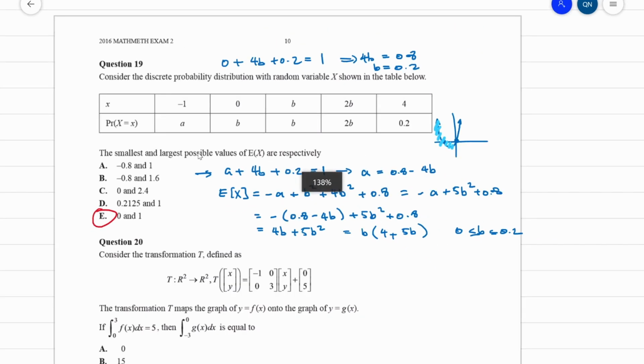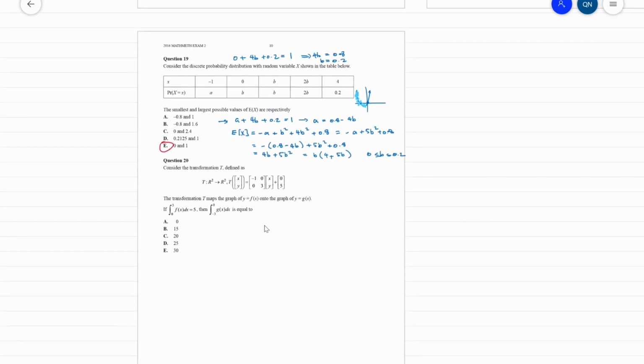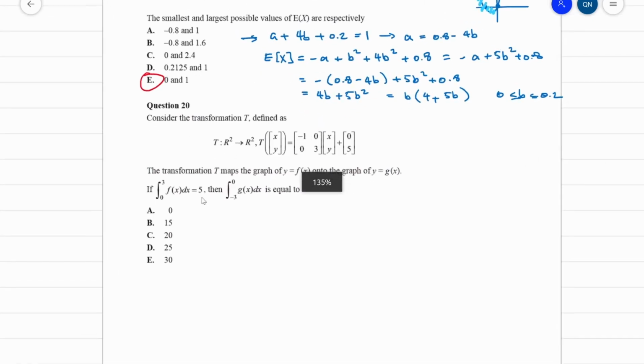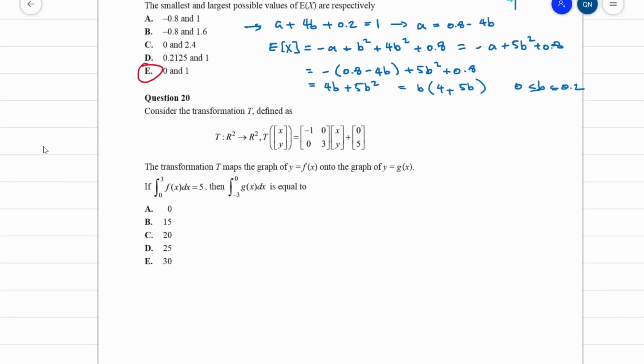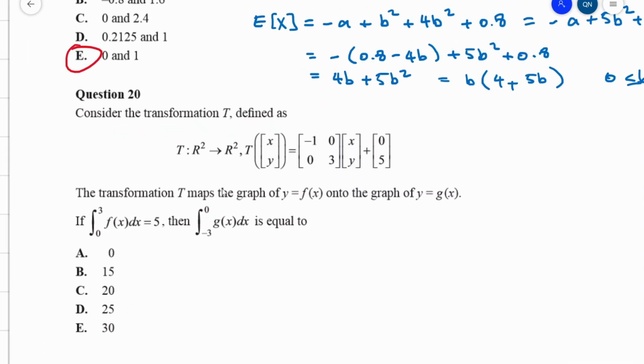Final question, question 20. I believe this was one of the harder ones. I don't know which of these is harder, but I think it was 19 that was harder. More people didn't get that right. So question 20. We have a transformation that maps f onto g. We know the integral of f is 5, and we want to calculate some kind of integral of g.